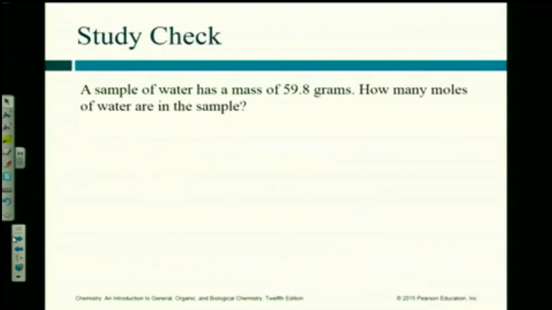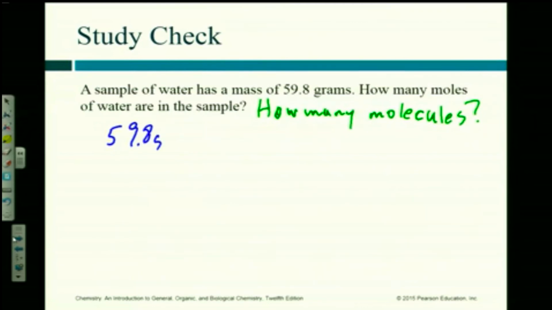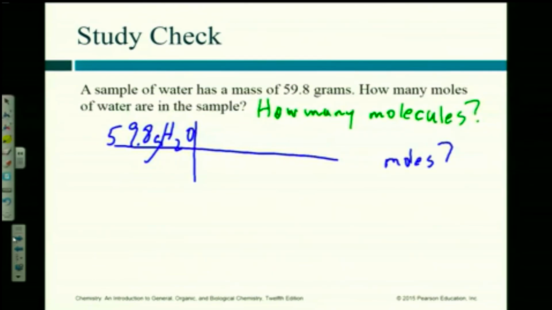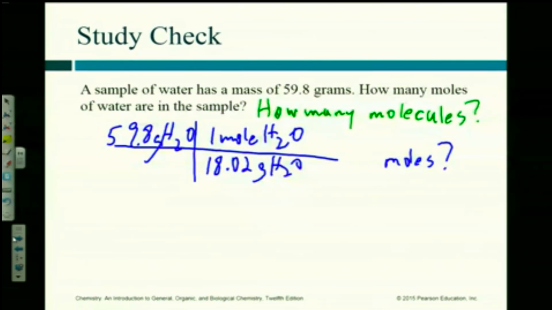A sample of water has a mass of 59.8 grams. How many moles of water are in there? And also, how many molecules? Why don't you do both? We ready? Do the first part. 59.8 grams of water. And we want to know moles. What do we have to do? 1 mole of water has a molar mass of 18.02 grams of water. So I come up with 3.32.